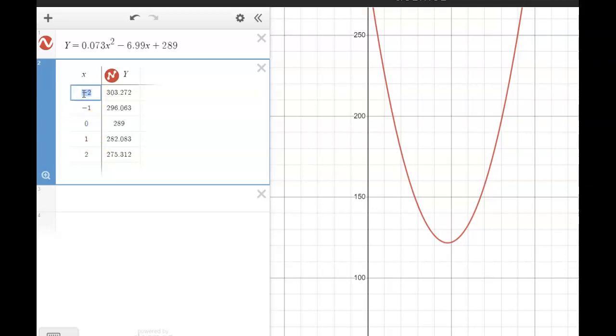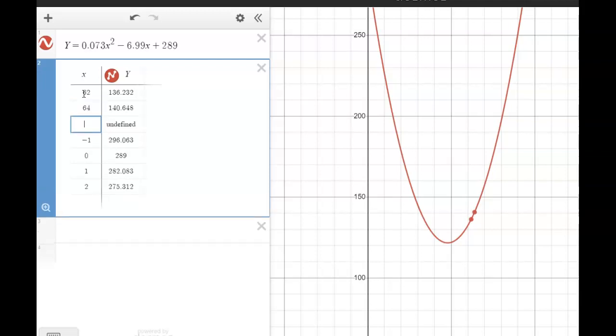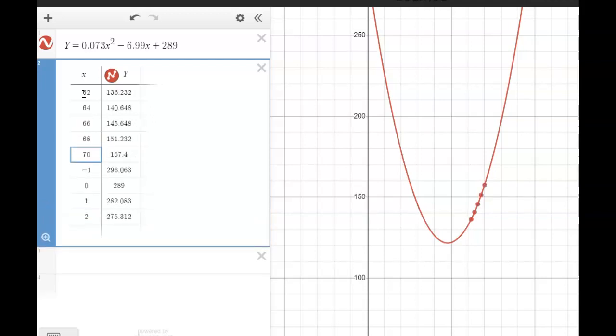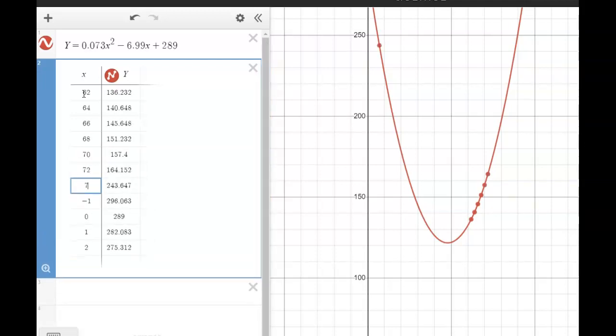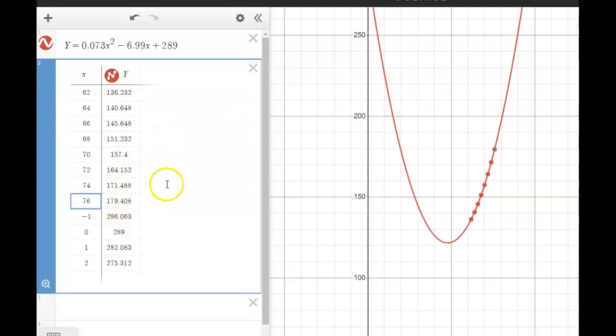So let's try that. If we enter 62, we get the result for the weight. The other one was 64. Then we had 66, 68, 70, 72, 74, and 76. And so the numbers that you could see here on the right side, those are the answers to part A.